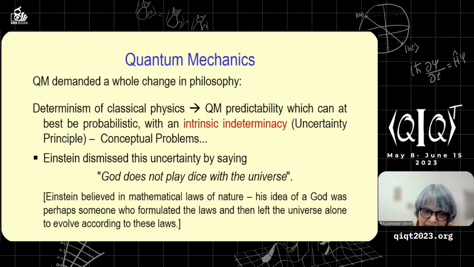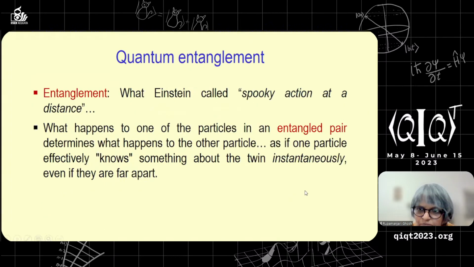I don't know what he meant by God, but for completeness, for this plenary, Einstein believed in mathematical laws of nature. That's very clear. His idea of a God was perhaps someone who formulated the laws and then left the universe alone to evolve according to these laws. And I think that's what we physicists have been trying to believe and work within.